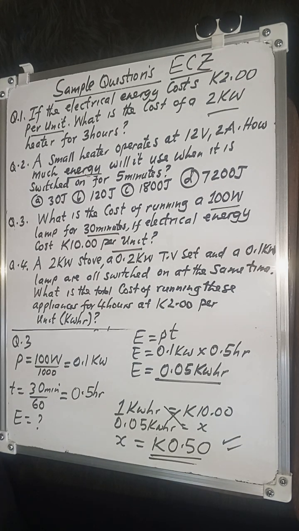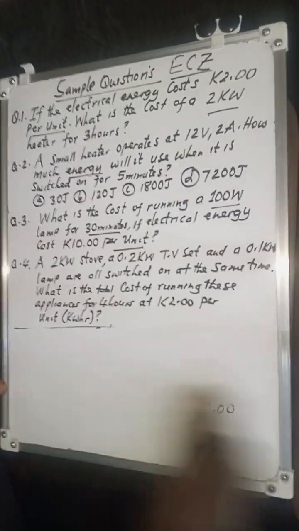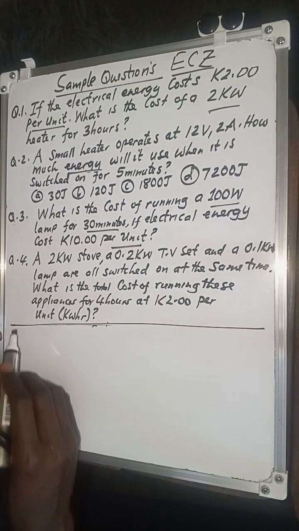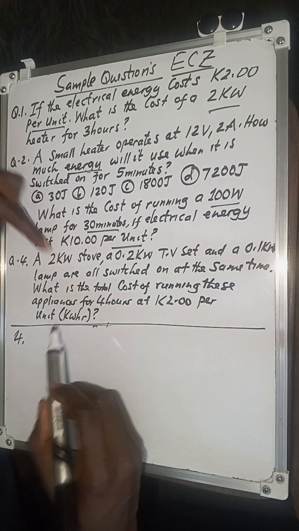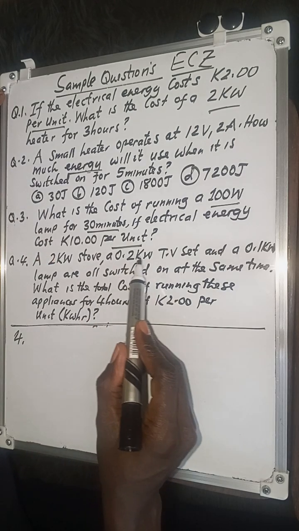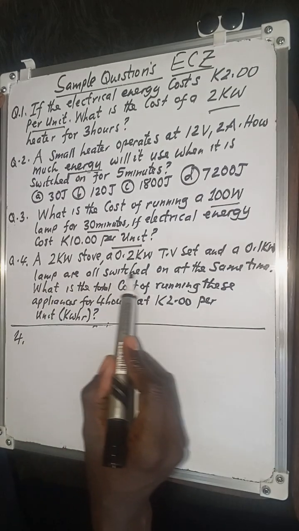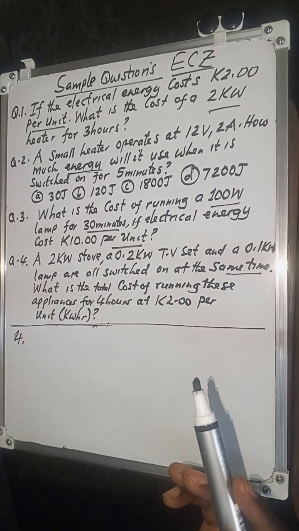Okay, let's move on to our fourth question there, so that we can see how we can go about it. So question number 4 says that a 2 kilowatt stove, a 0.2 kilowatt TV set, and a 0.1 kilowatt lamp are all switched on at the same time. That's the good part. They are all switched on at the same time.